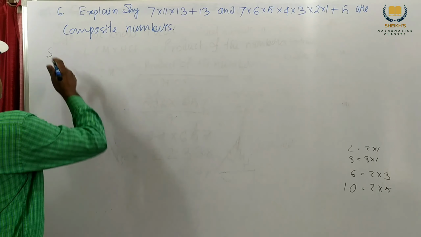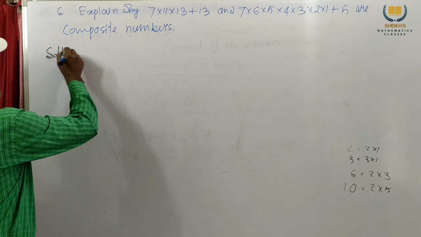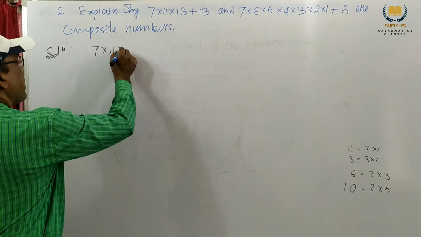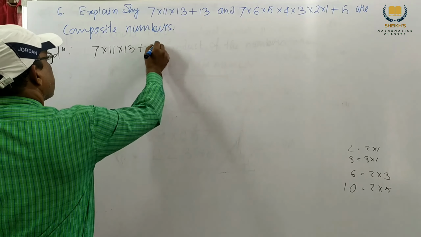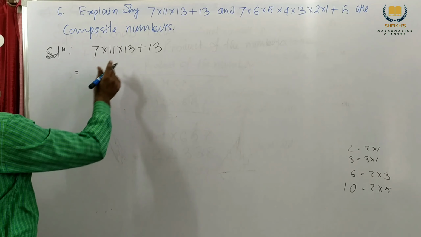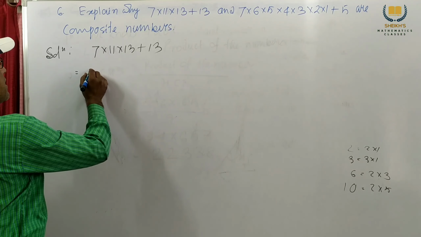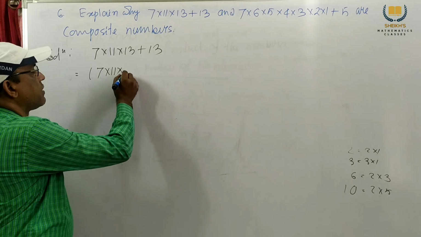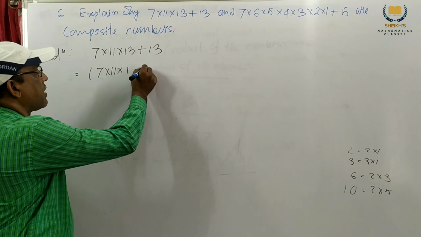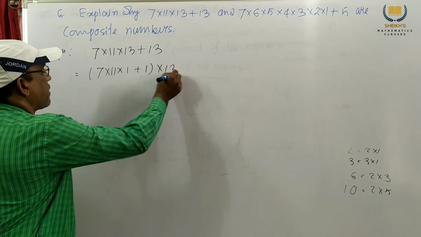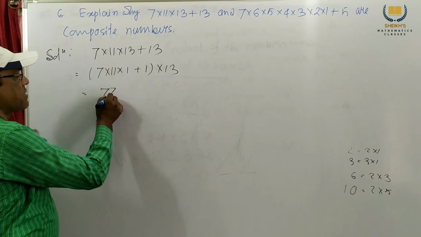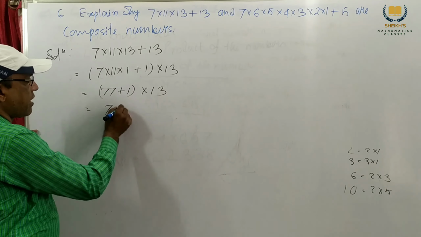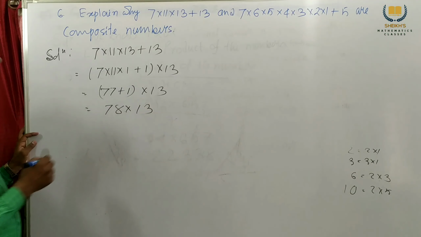Solution starts. First we consider this one, 7 into 11 into 13 plus 13. Taking 13 common, we get (7 into 11 plus 1) into 13. So this is (77 plus 1) into 13, which is 78 into 13.